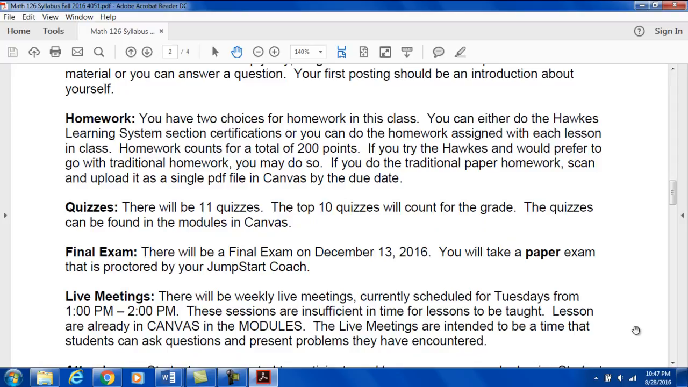Quizzes. There will be 11 quizzes. The top 10 quizzes will count for the grade. The quizzes can be found in the modules in Canvas. Final exam. There will be a final exam on December 13th, 2016. You will take a paper exam that is proctored by your Jumpstart coach.